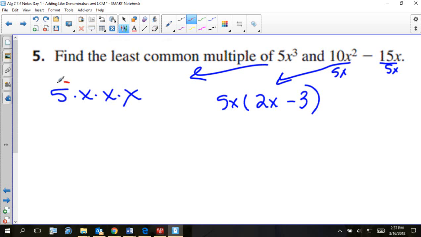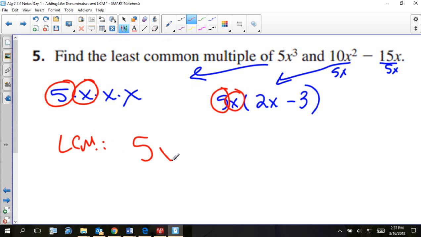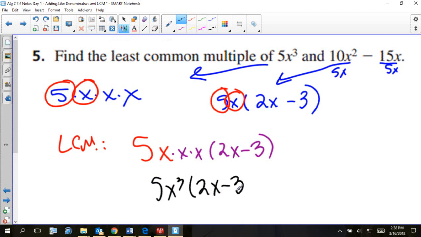So looks like they both have a 5. What else do they both have in common? An x. Anything else they both have in common? No. So we go on to step 3. Write everything else that I didn't circle. So x times 2x minus 3. And then let's just simplify it, put it together. We'll have 5x cubed multiplied by 2x minus 3.